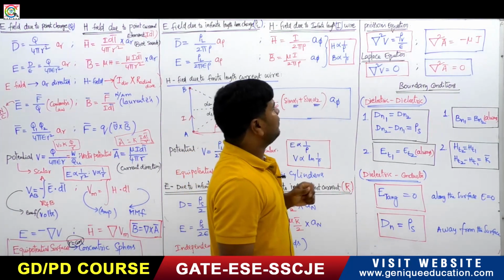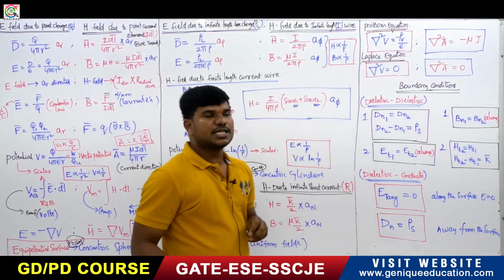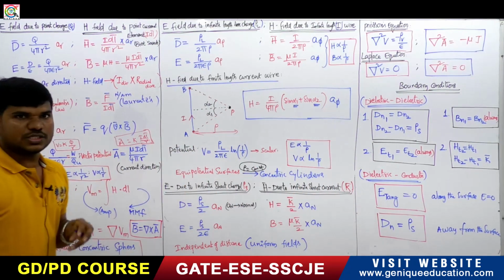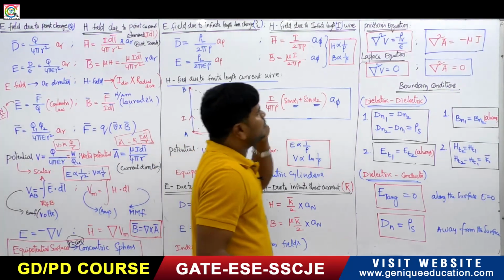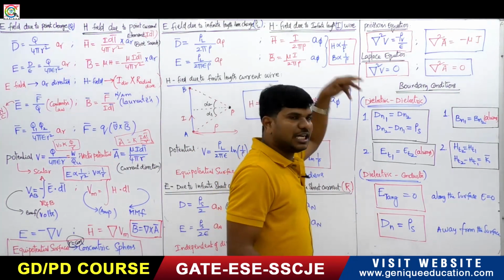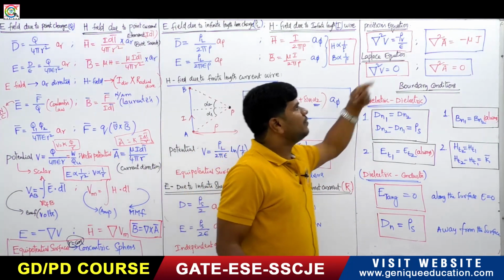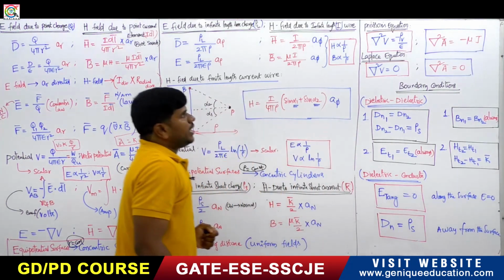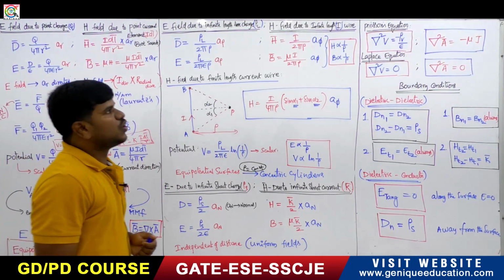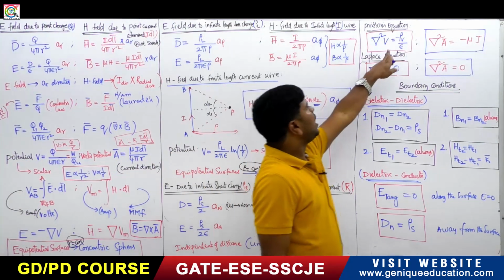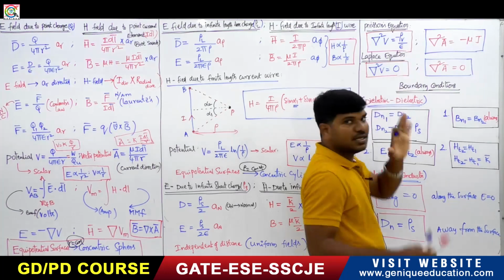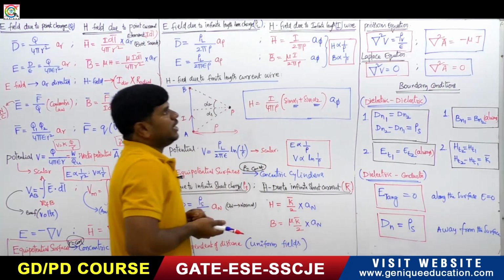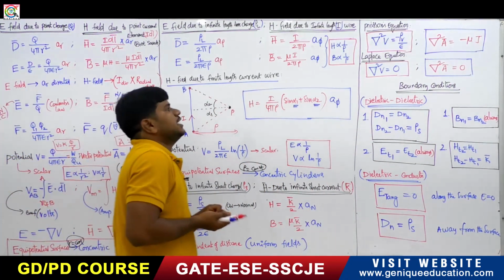the very important concept here, the Poisson's and Laplacian equations. Generally these Poisson's and Laplacian equations are mostly concentrated on electric fields only. They are not that important for magnetic fields, but even though I have written here, so observe this. Here del square V is equal to minus rho V by epsilon. Here rho V is called the volume charge density.